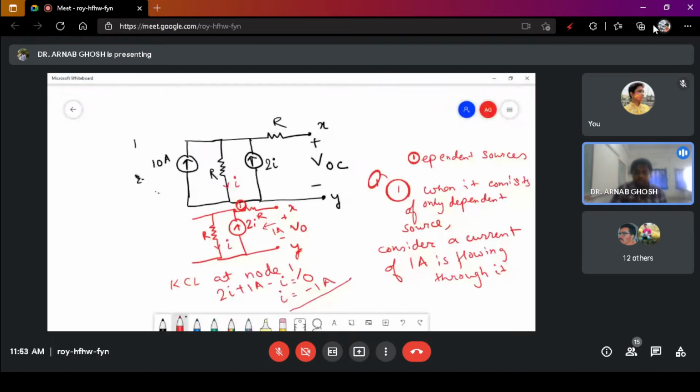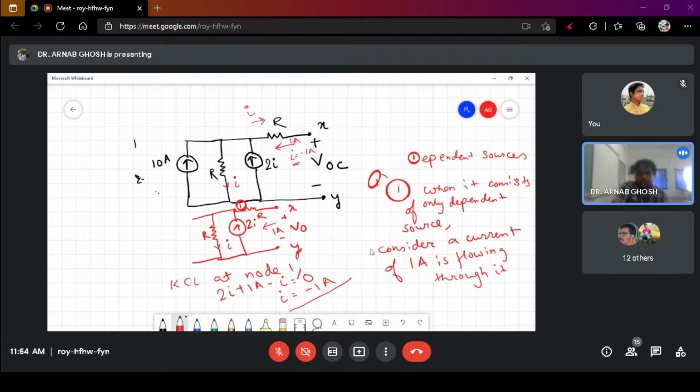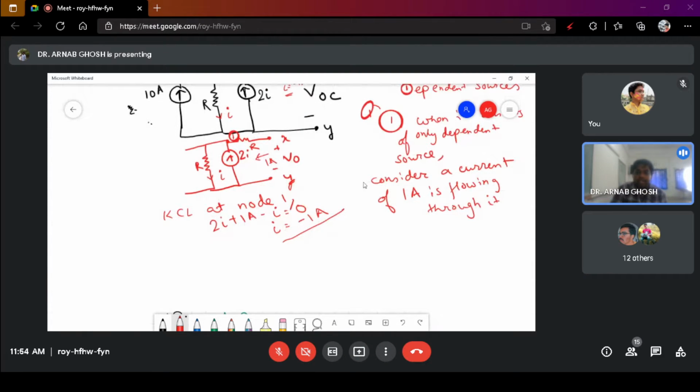Okay. So you see, I considered 1 ampere is flowing through this, but I is equal to minus 1 ampere, right? So therefore, if I is here, the direction of I will be this. If this is your 1 ampere flow, then this will be the direction of I. Now we are applying KVL to this entire loop.